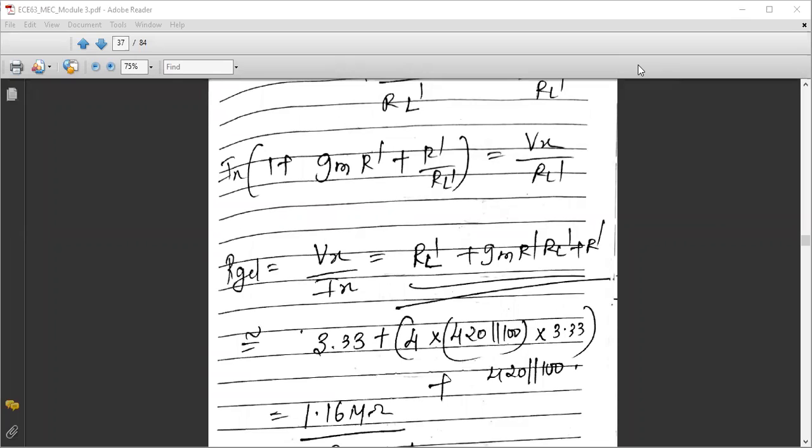We have found RGD as 1.16 mega ohm. Actually, we have found this RGD for what purpose? To find which parameter? Time constant, right? So which time constant are we going to find now? Tau GD. So all of you find tau GD.